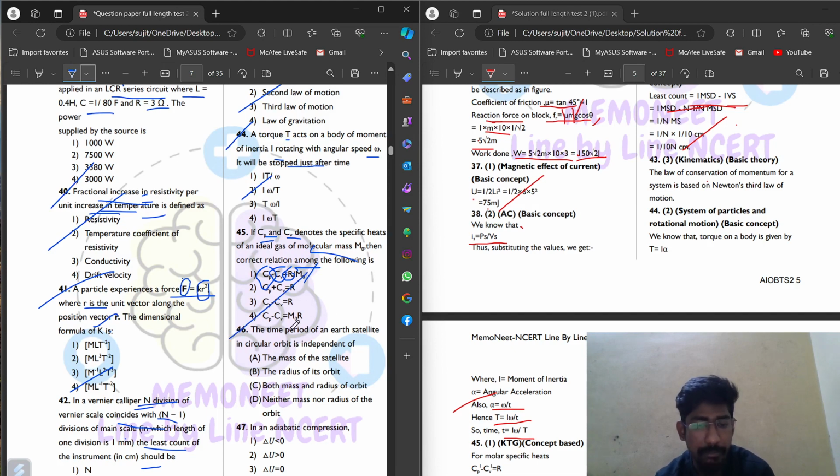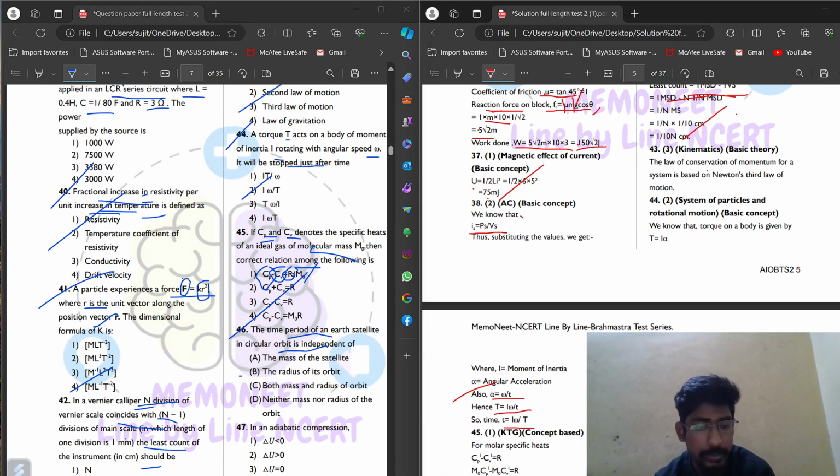Question number 46, the time period of an earth satellite in circular orbit is independent of... The time period formula is given. Time period has a relation with T square. I already told you T square is proportional to r cube, right? So therefore it is related to radius, but it is not related to mass. Okay, the question says it is independent of, therefore it will be independent of mass. Okay, that means option 1 is correct.